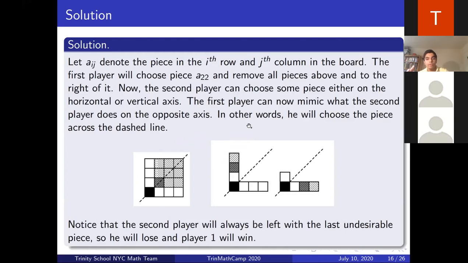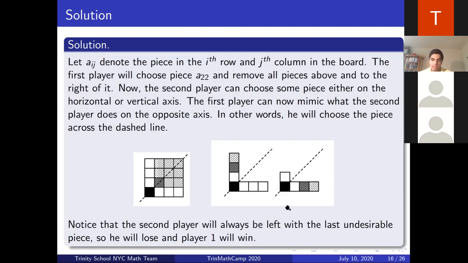What the first player will want to do is essentially copy exactly what the second player does, except across the opposite axis. So they do the exact same move except across this dashed line, and they'll remove these two pieces. Notice that if you keep doing this, we're essentially creating the same scenario for the second player. At some point the second player will have to take this piece, and the first player will take this piece right here, or vice versa.